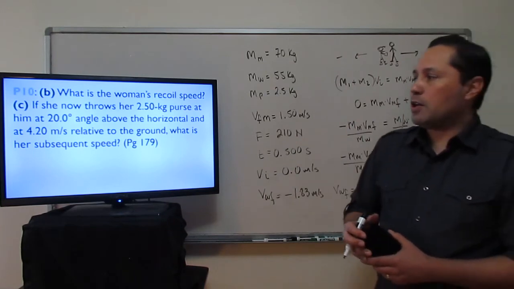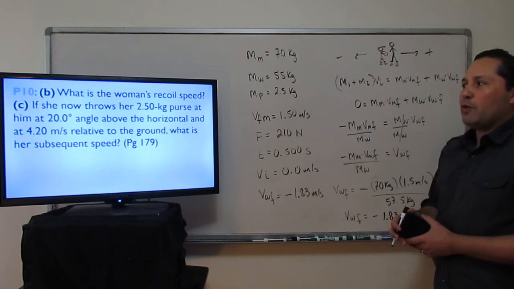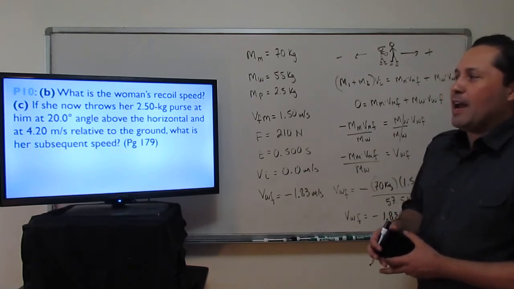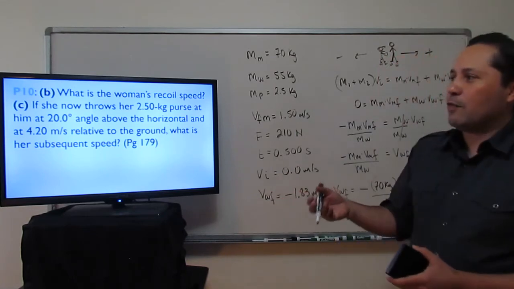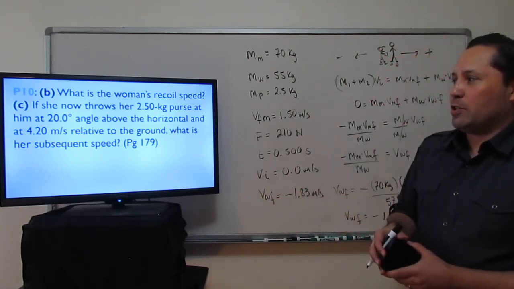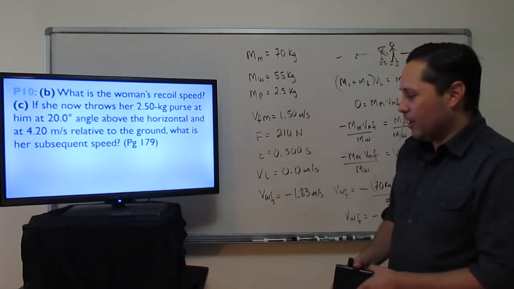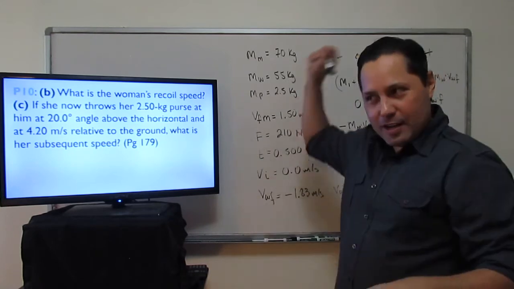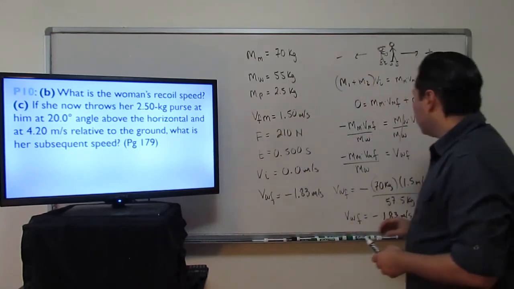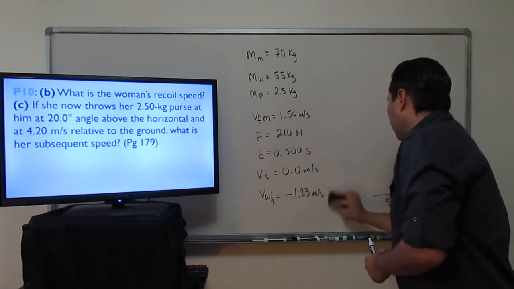Alright, let's move along now to part C of this problem. She throws her 2.5 kilogram purse at him at an angle of 20 degrees above the horizontal and at 4.2 meters per second relative to the ground. What is her speed now? Alright, so she's quite upset. She pushed him away and now she throws a purse. Alright, let's do a diagram for this scenario.